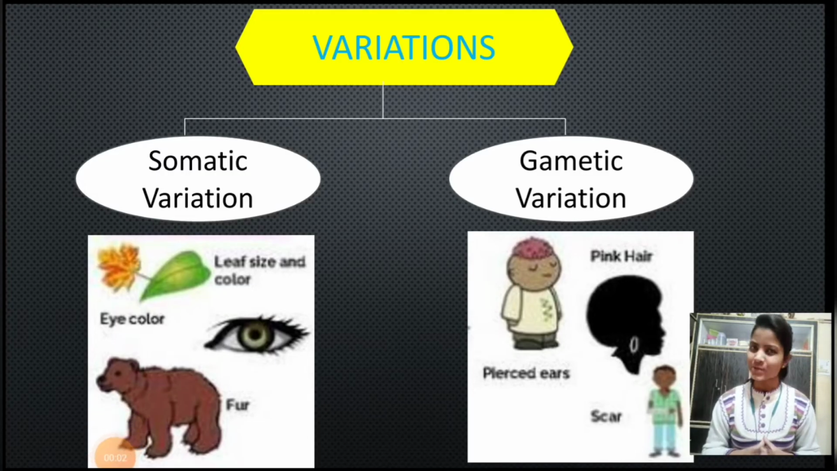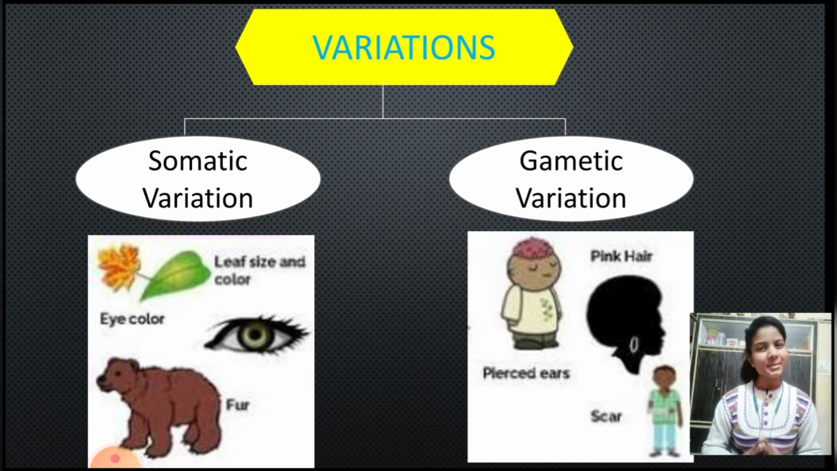There are two types of variation. The first one is somatic variation and the second is gametic variation. Somatic variation takes place in body cells like skin cells, etc. It is neither inherited nor transmitted. It is also known as an acquired trait. For example, here you can see leaf size and color, eye color and fur.